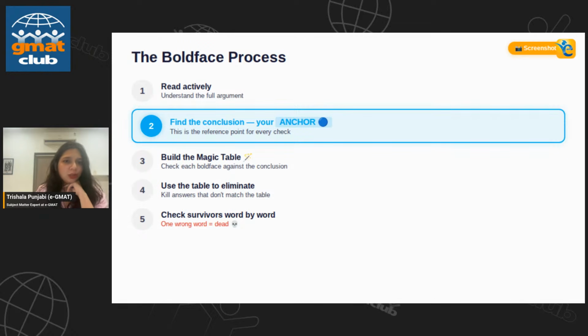Then we will use the table to eliminate answer choices. And then we will check every survivor word by word. And when I say precision, I mean even one wrong word and the entire answer is dead. Okay?